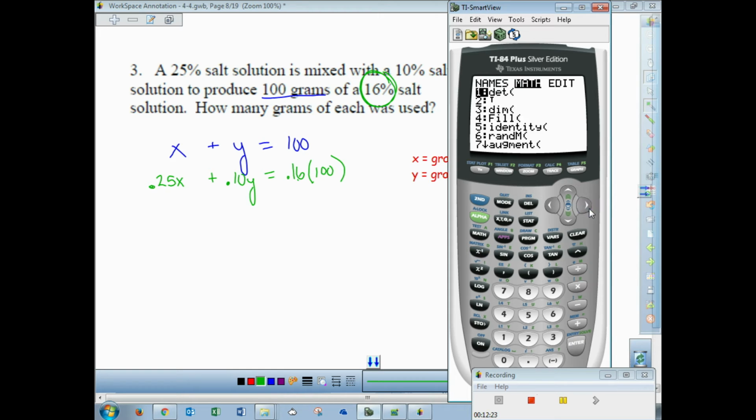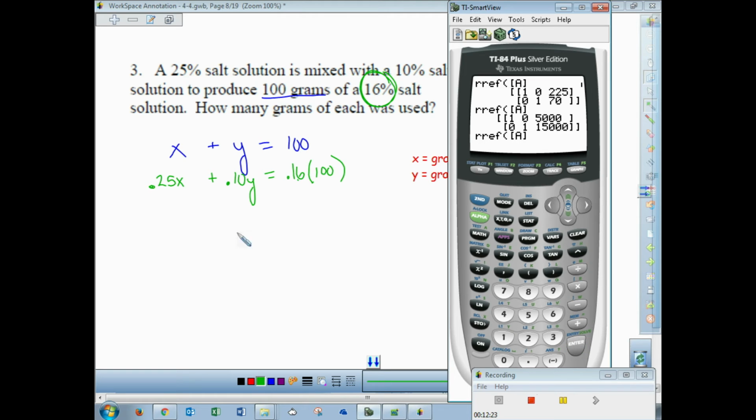scroll over to edit, and I'll let you punch those numbers in on the 2x3. So 100, 0.25, boom, 0.10, boom, and 0.16 times 100, which should give you back 16, which is a winner. Then you quit out of it, and again, my previous entry is reduce row echelon form on matrix A, which is exactly what I want, so I'll hit second entry, and there it is.